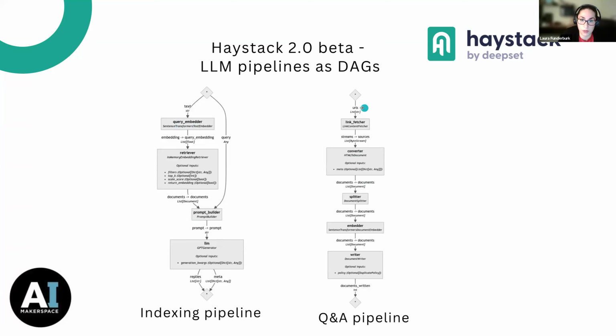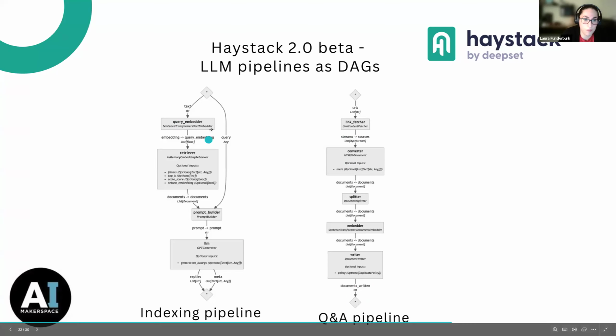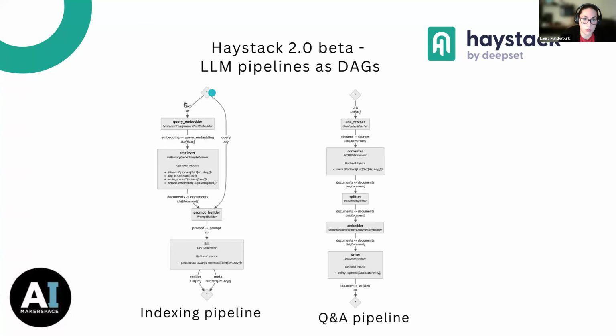So I start from a URL, I extract the information, it returns a byte stream type data structure. It converts it into a Haystack document object. And from there, I split it, embed it, and write it onto my document store. And then for the question answer one, I will receive a question from the user in raw text. I will embed my question. I will then go and retrieve the appropriate information using the embedded question.